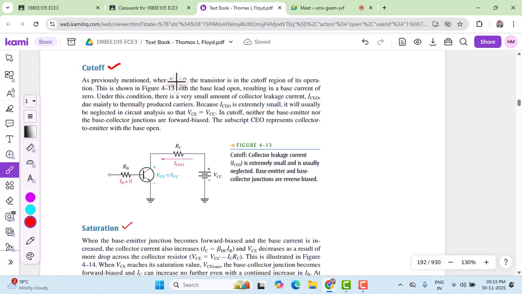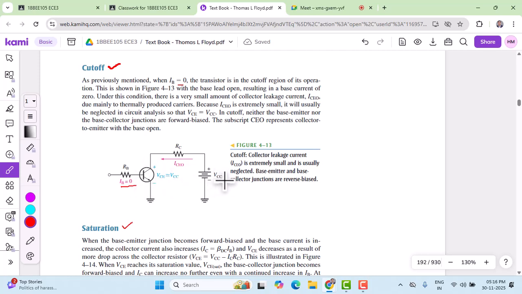In the cutoff region, as mentioned earlier, the base current is going to be zero. To make the base current zero, as you can see in the circuit diagram, we need not apply any voltage here. Here we used to have a supply voltage VBB. Now you can see the supply voltage has been removed. There is no voltage applied here, so this is kept open. So there is no current flow here. The IB is going to be zero in this circuit. So that is the condition to operate the BJT in the cutoff region.